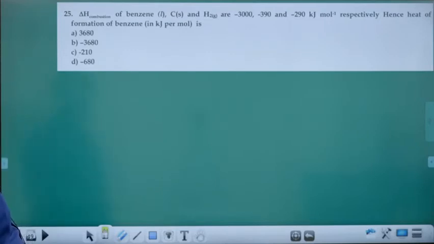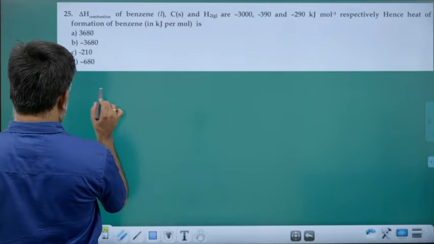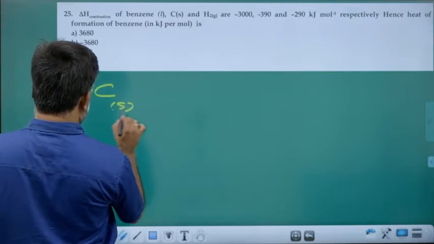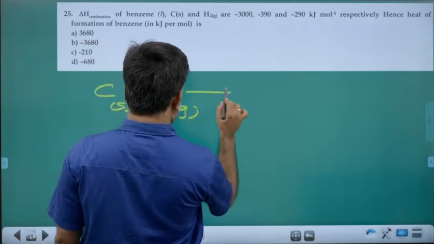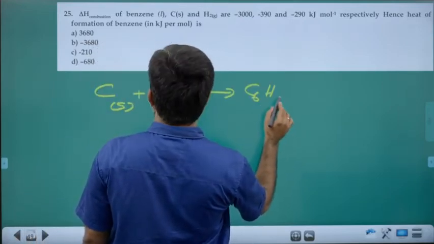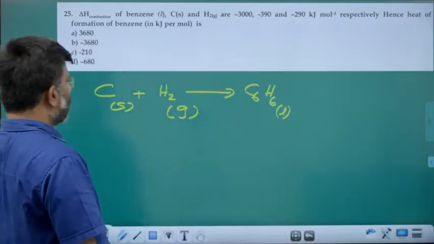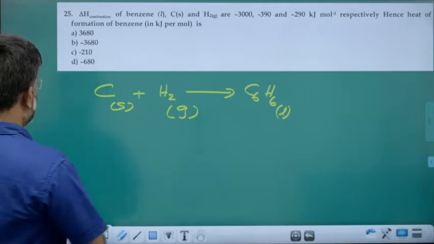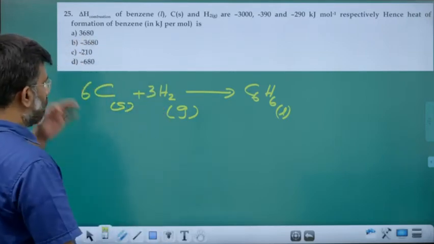Delta H combustion of benzene, carbon, hydrogen given. Hence, find the heat of formation of benzene. It is carbon, solid, plus hydrogen, gas, you get benzene, liquid state. So there must be 6 carbon and there must be 3 H2 to get benzene.